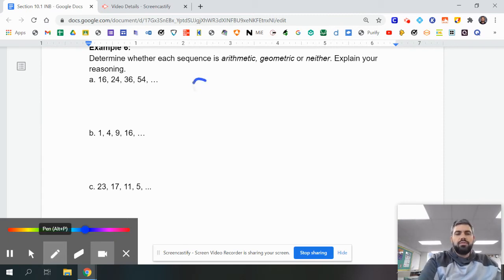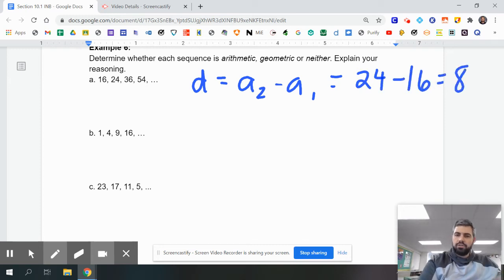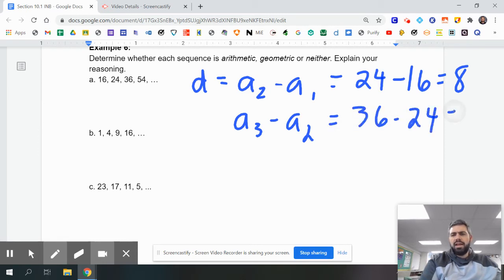So let's find the common difference then. Let's see if it's got a common difference. And we did A2 minus A1. So in this example, it would be 24 minus 16. And when I do that, I get 8. Okay, so let's try the next one. It's going to be A3 minus A2, which would be 36 minus 24, and that's 12. And so I notice that those two are not the same. So this is not arithmetic, okay?